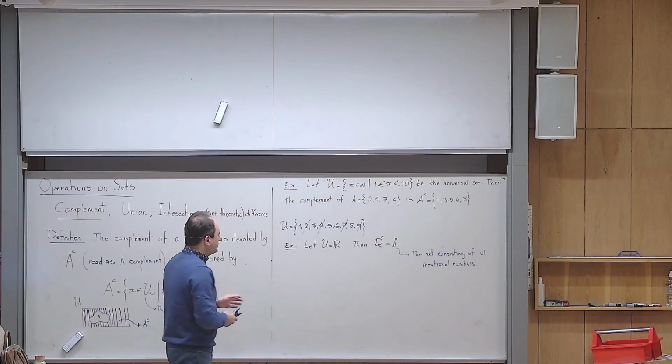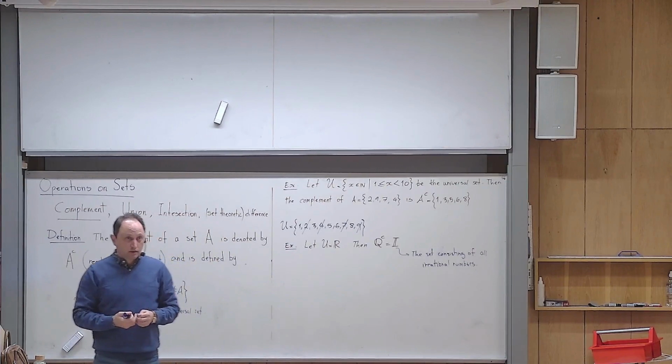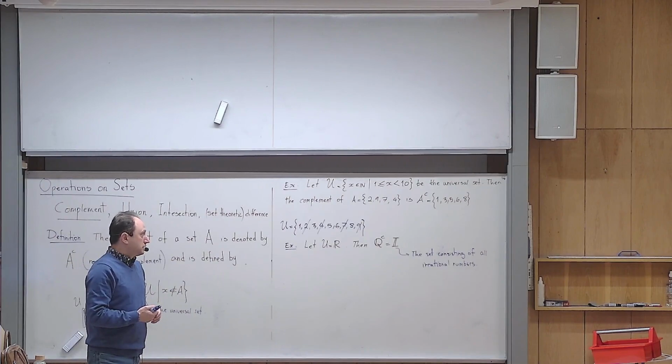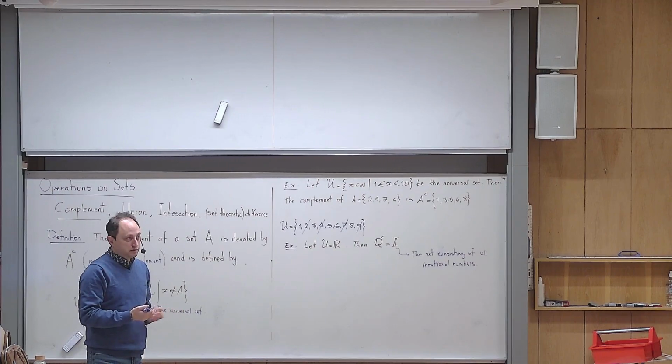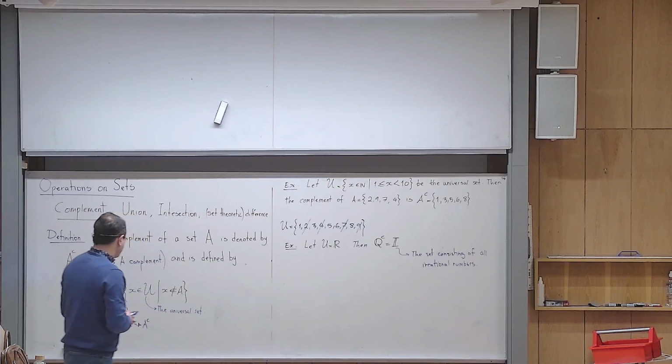For example, if the universal set is the set of natural numbers, what is the complement to the set of odd numbers? Yes? Even numbers. Yeah, the set of even numbers. This is a very simple idea, so it's not hard at all.